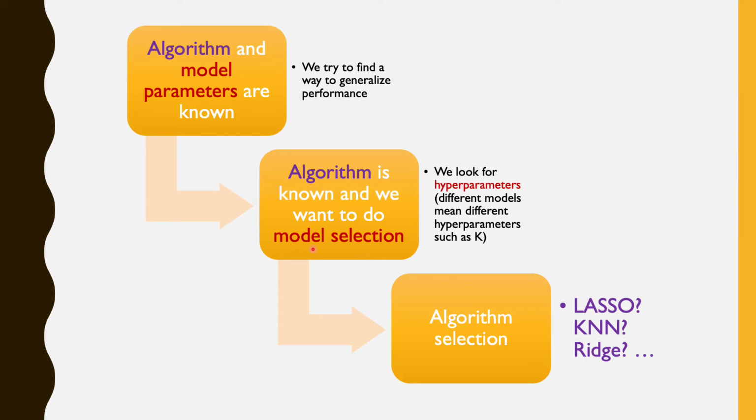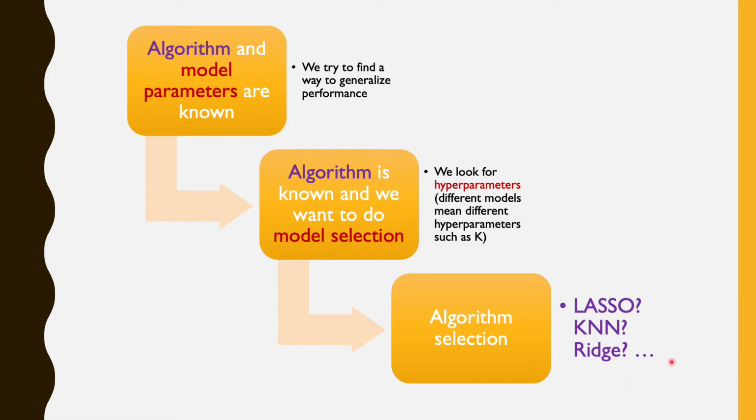Another case is that your algorithm is known and you want to do model selection. Please keep in mind that the process of evaluating a model's performance is known as model assessment, but the process of selecting the proper level of flexibility for a model is known as model selection. If you want to do model selection, that means you look for hyperparameters. Different models in this concept mean different hyperparameters, such as K in KNN. Maybe you are familiar with that concept. This is the second case we may be looking for.